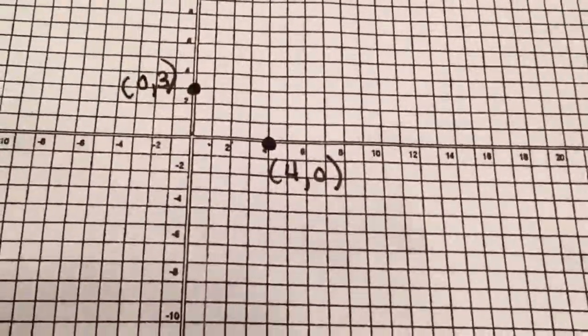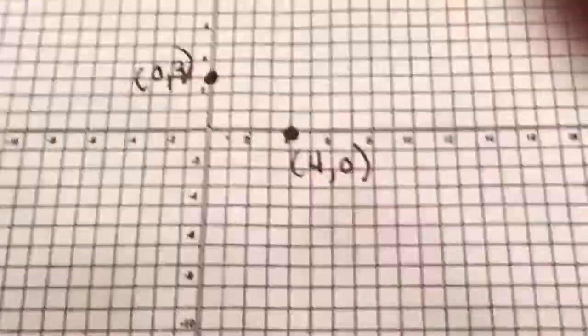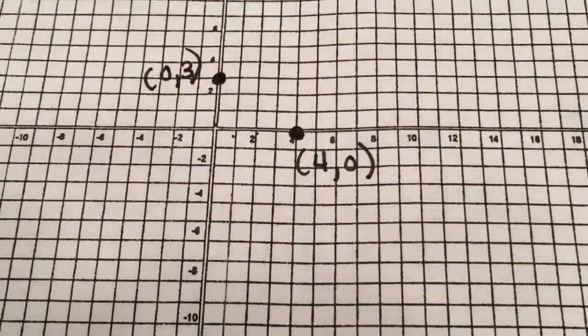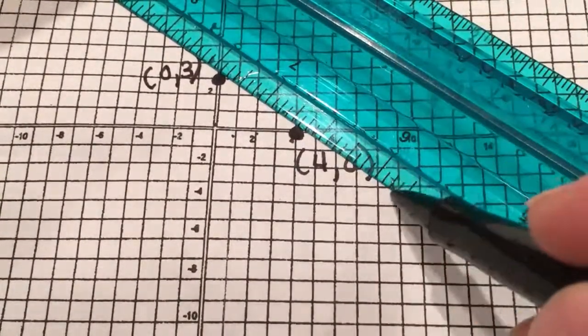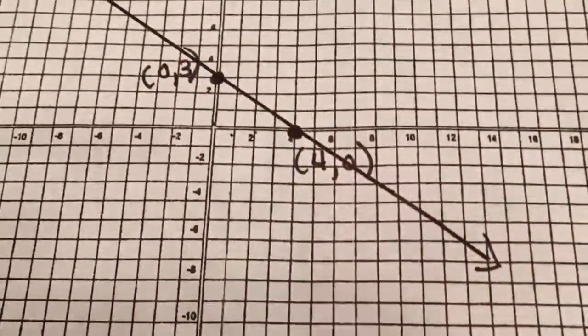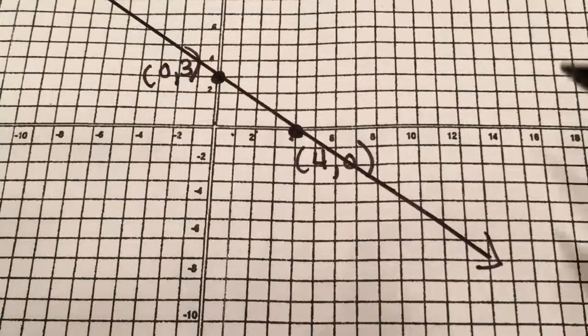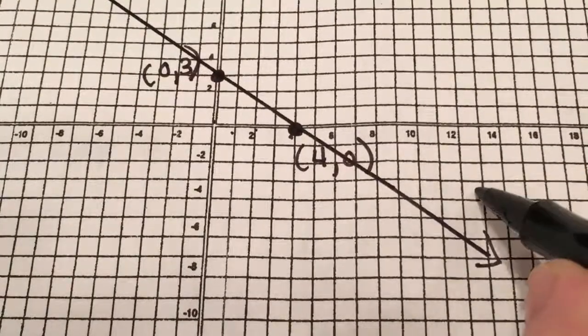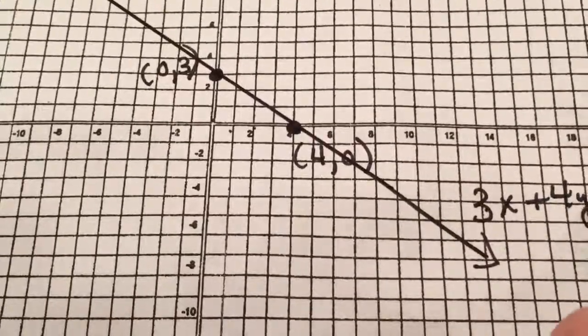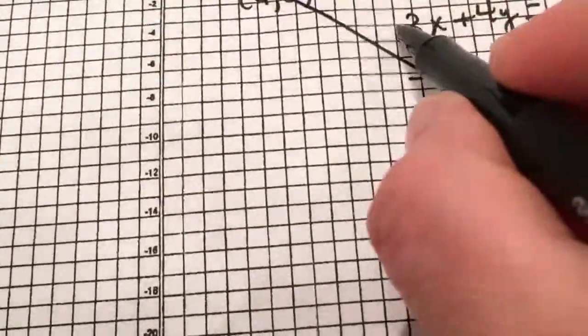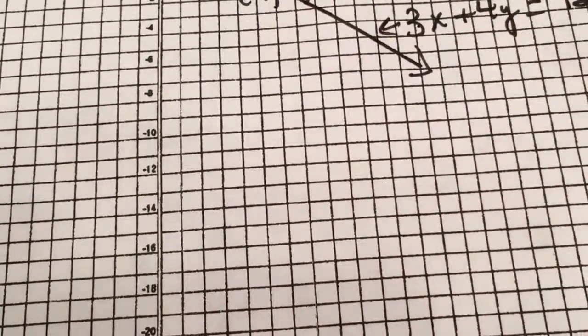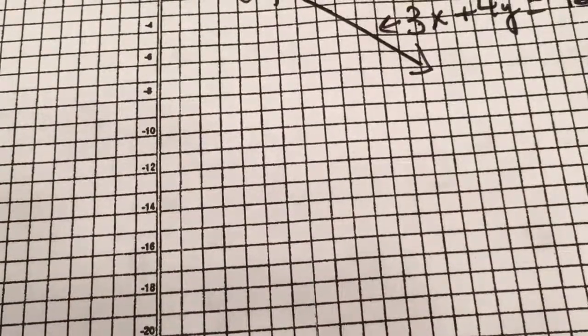So now I've got my 2 points, and this makes it really easy because now all I have to do, because I know it's linear, all I have to do is take my straight edge ruler, connect the 2 points, and draw a line through it. And then I have my linear function. So that's the equation 3x plus 4y equals 12. That's what the graph looks like for that equation. Okay, that concludes example 2. If you go to the next video, you can watch example 3.